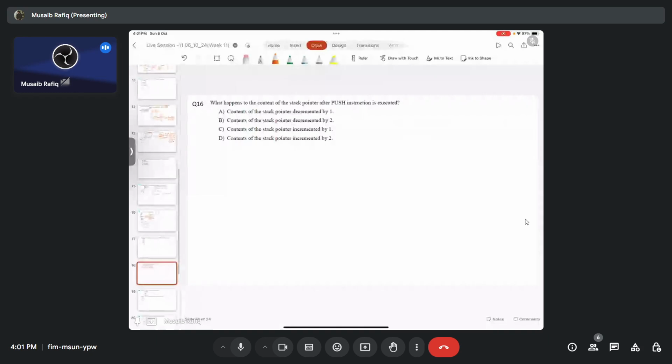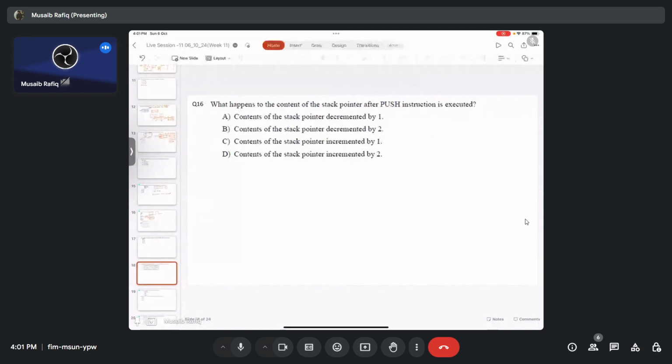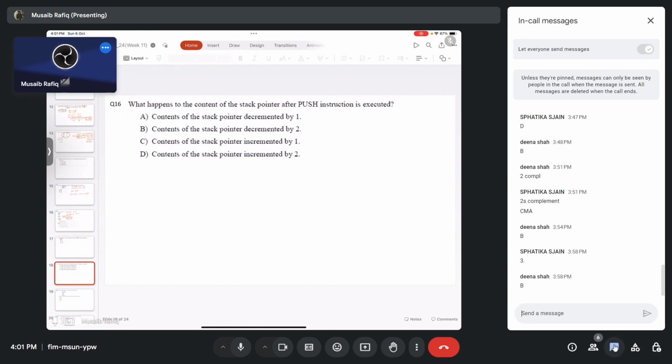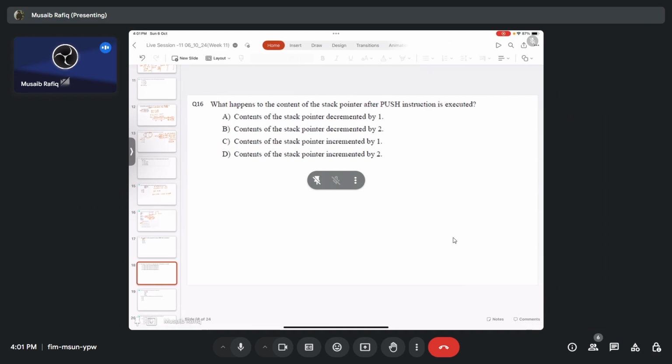Now I have another question for you guys. What happens to the contents of the stack pointer after the PUSH instruction is executed? Option A, contents of stack pointer decremented by 1. Option B, decremented by 2. Option C, incremented by 1. Option D, incremented by 2. Anyone? What is the correct answer? The correct answer is that the contents of the stack pointer get decremented by 2 by the PUSH instruction.